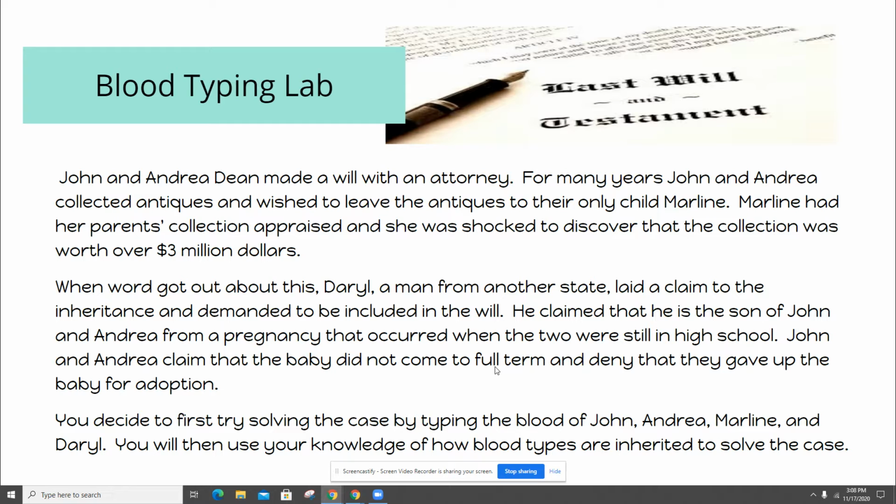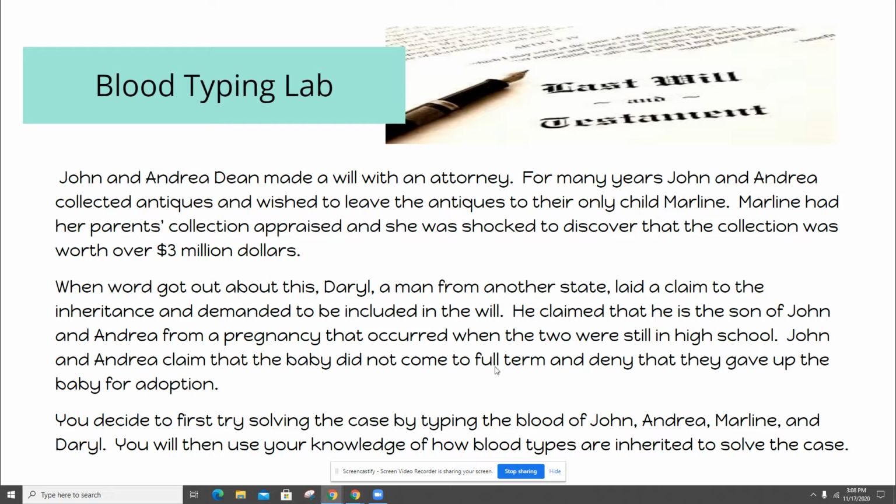John and Andrea Dean made a will with an attorney. For many years, John and Andrea collected antiques and wished to leave the antiques to their only child, Marlene. Marlene had her parents' collection appraised and she was shocked to discover that the collection was worth over $3 million. When word got out about this, Daryl, a man from another state, laid a claim to the inheritance and demanded to be included in the will.